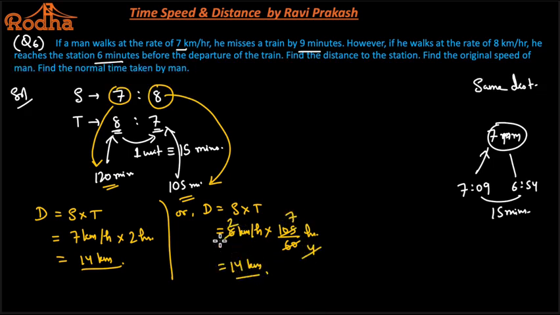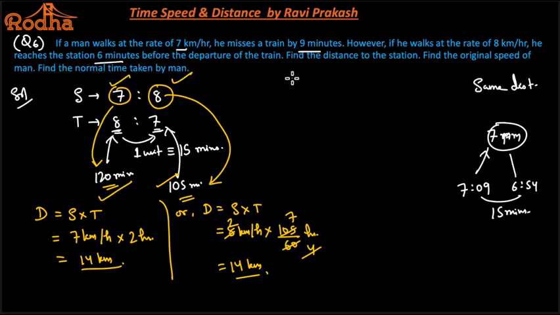So any way you can do, because you have got speed and corresponding time, speed and corresponding time. So any pair you can equate, right? With speed 7 the time taken is 120 minutes, with speed 8 the time taken is 105 minutes. So distance is 14 kilometer. Find the original speed of the man. Okay. So what is the original speed, guys?